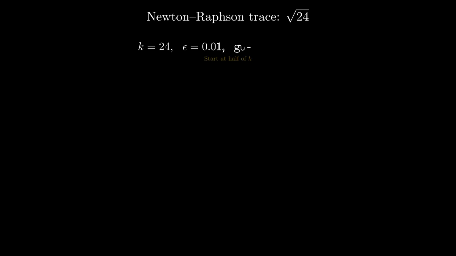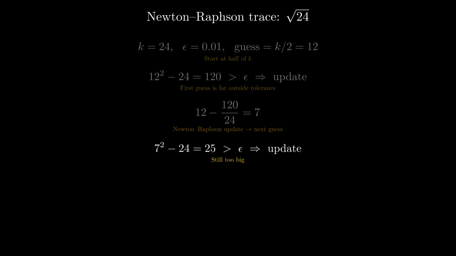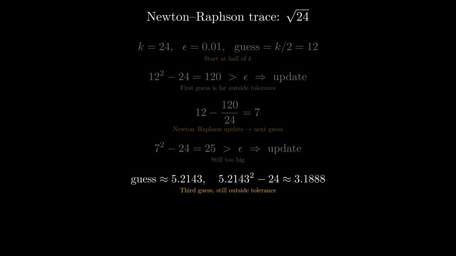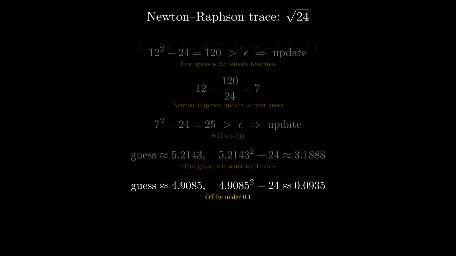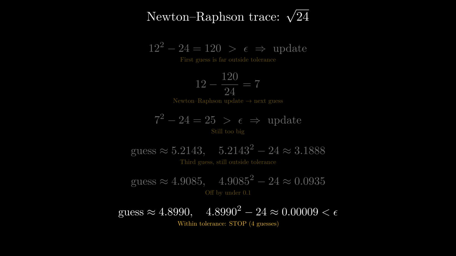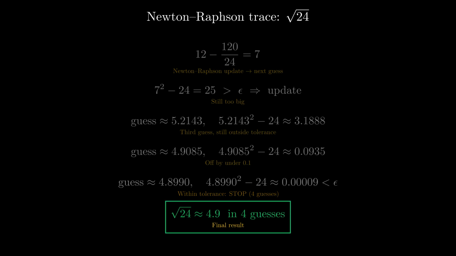Let's run it for k equals 24. The starting guess is 12. Guess squared minus k is 120. Way outside epsilon, so we update. 12 minus 120 over 24 gives 7. 7 squared minus 24 is 25, still too big. Update again, and the guess becomes about 5.21. Now its square is off by roughly 3.19. One more step lands near 4.91, off by under 0.1. The fourth guess reaches 4.899, within 0.01. 4 guesses, and the square root of 24 is about 4.9.